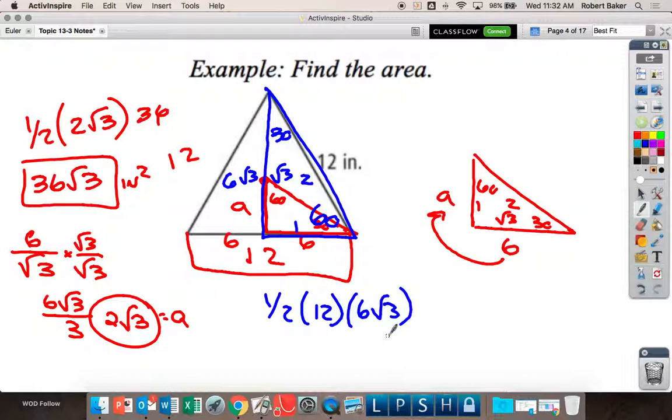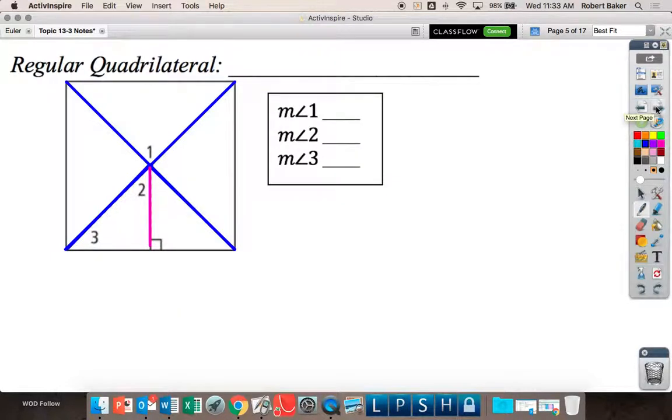Cool? Alright, let's do another shape. The square.